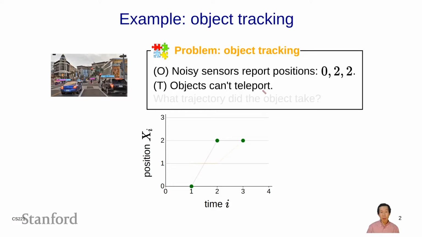So the question is, what trajectory did the object take? Did it do something like this? And actually the sensor readings were correct, or maybe it did something like that, or something completely different. So how do we do this?